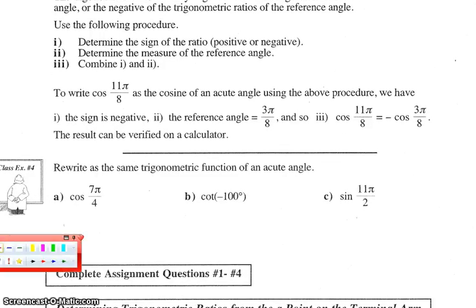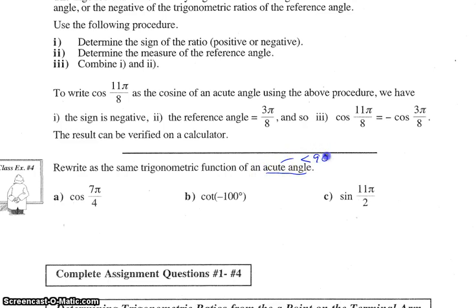So we're going to rewrite cos of 7 pi over 4 in terms of an acute angle, which means less than 90 degrees, or if we're in radians, less than pi over 2. In other words, use quadrant 1 really is what we want to be doing. So the same trig function.